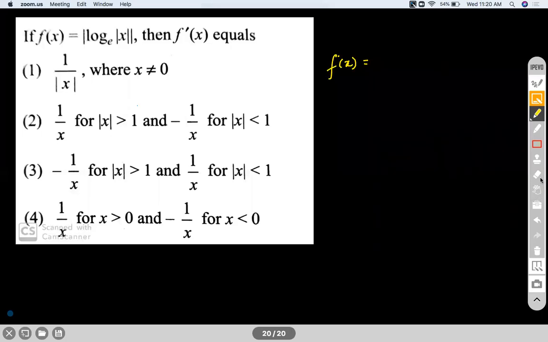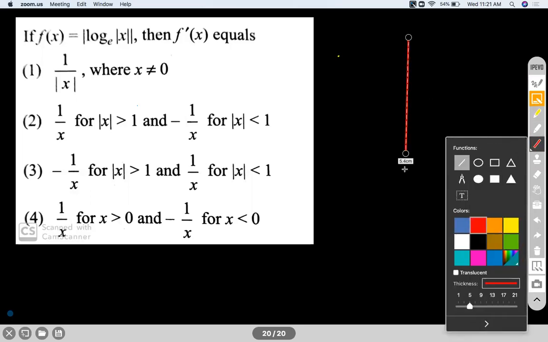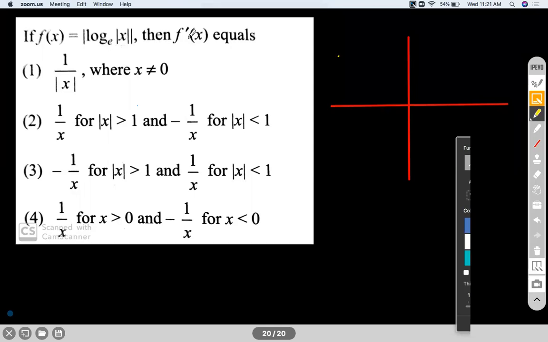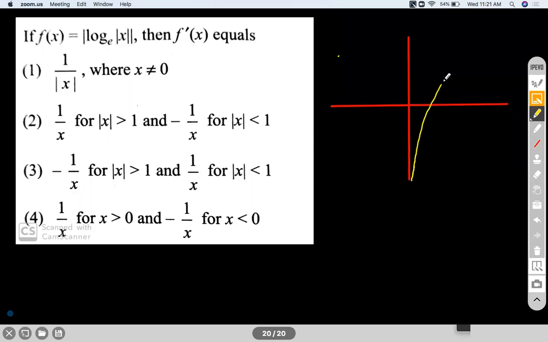It's very easy to come to this question from a graphical point of view. How will I do it graphically? First of all, if you draw the graph of ln x, ln x graph is like this. Correct? Now let's go step by step. This is the graph of y equal to ln x.